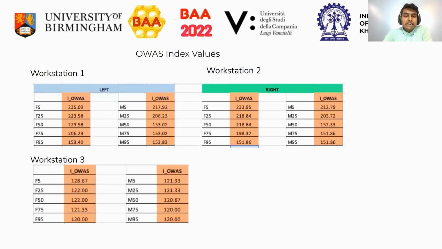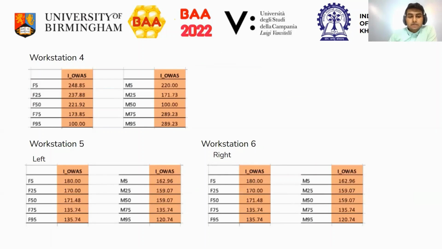This is data related to OS values for different anthropometric characteristics and different workstations. So you can see the variation of OS index value even for the same workstation between different workers. It shows the necessity of job rotation to reduce the physical ergonomic risk. These are also those values.